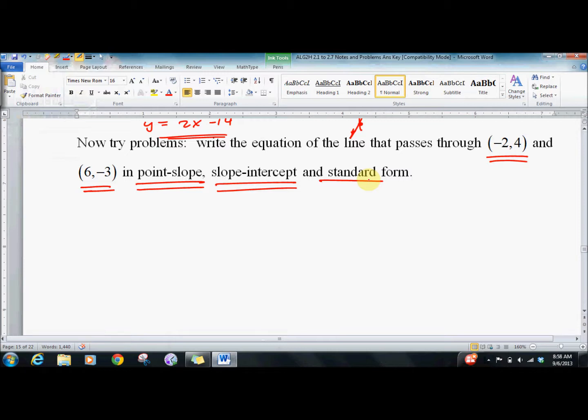First things first, always find the slope. So m equals negative 3 minus 4 over 6 minus negative 2. Horrendous looking slope of negative 7/8. Yep. So now put it in point slope form. Which one should we use? Doesn't matter, either one's fine. Let's use the top one just for the fun of it.